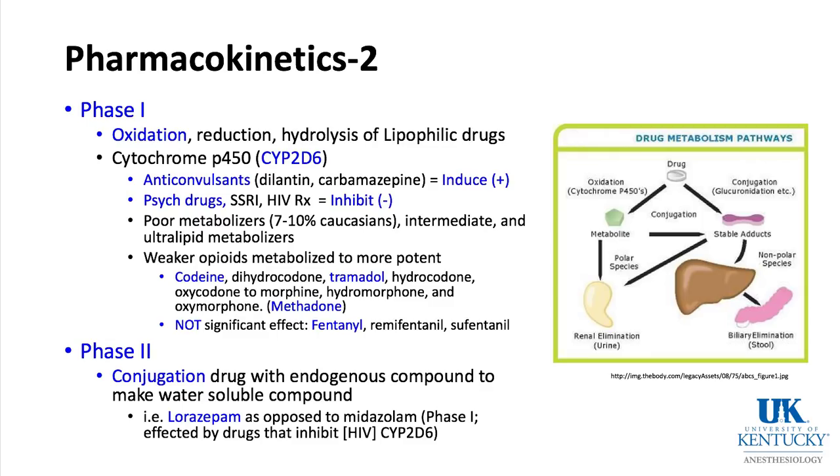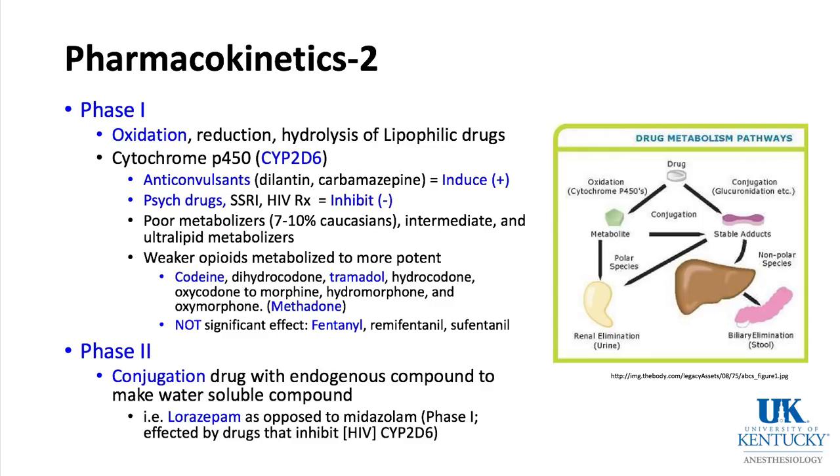Poor metabolizers, about 7 to 10% of Caucasians are these poor metabolizers that have an abnormal CYP2D6, and if you give them codeine, for example, it's a prodrug. Codeine has to be converted to morphine. They're not going to do it very well because they don't have a normal enzyme. And there are others that are ultra-rapid metabolizers, so there's wide variation in this CYP system.